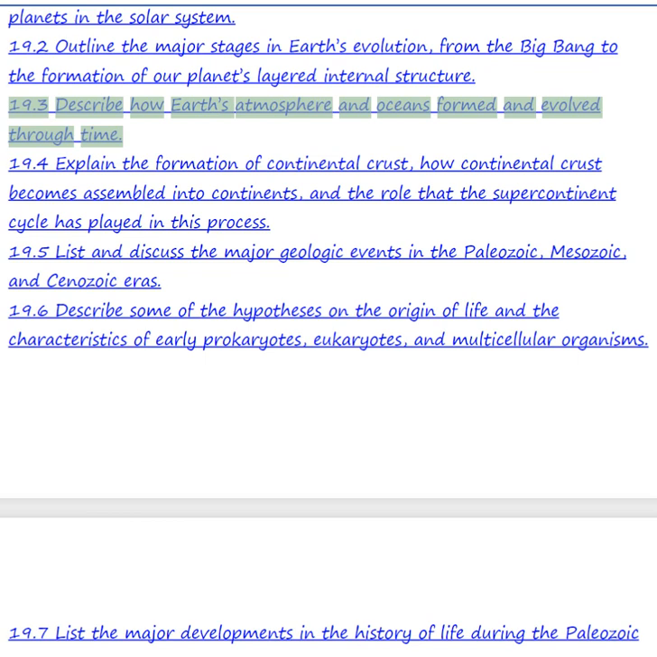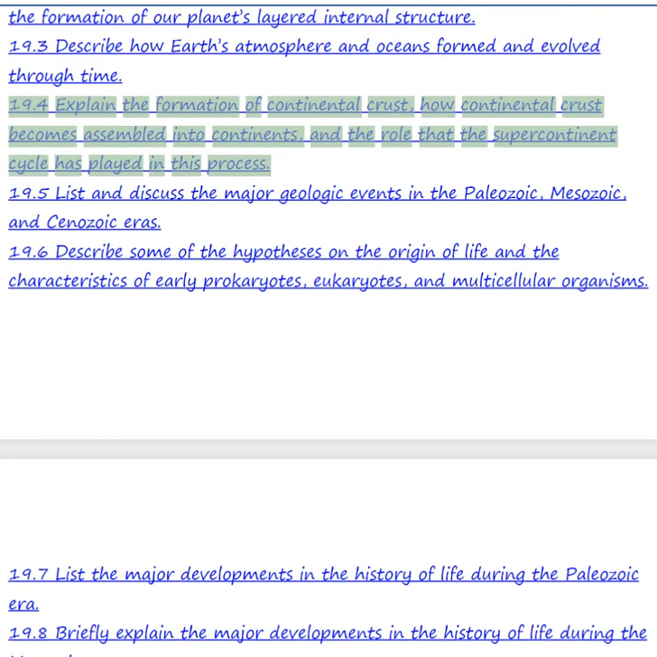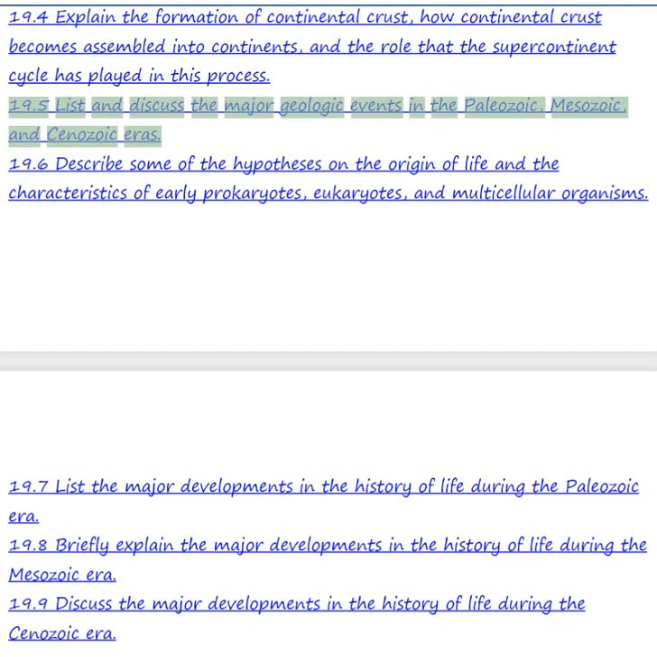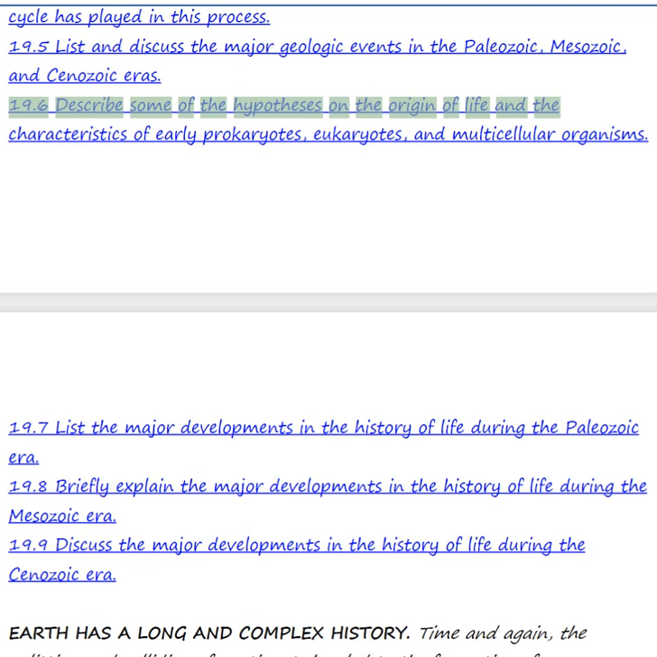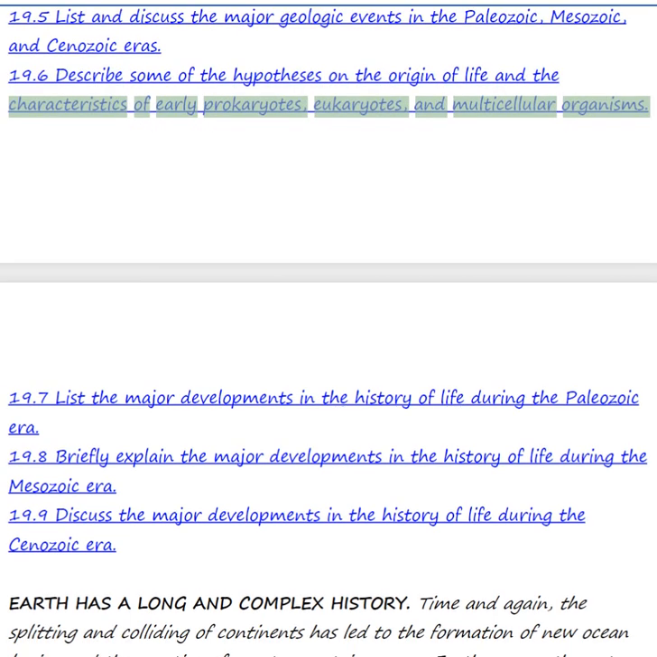19.3 Describe how Earth's atmosphere and oceans formed and evolved through time. 19.4 Explain the formation of continental crust, how continental crust becomes assembled into continents, and the role that the supercontinent cycle has played in this process. 19.5 List and discuss the major geologic events in the Paleozoic, Mesozoic, and Cenozoic eras. 19.6 Describe some of the hypotheses on the origin of life and the characteristics of early prokaryotes, eukaryotes, and multicellular organisms.